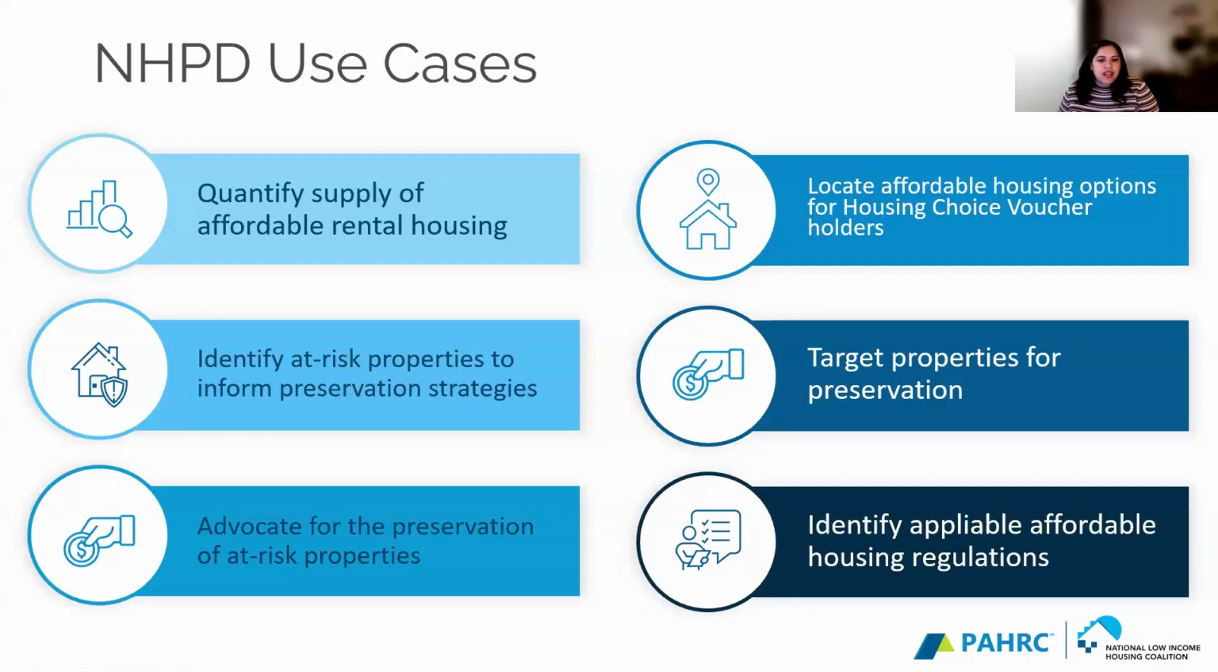So what can you actually do with the NHPD? Generally, there's quite a bit that can be done with the data. You can use it to quantify the supply of affordable rental housing across the country or even down to your local area or state. You can identify properties at risk of expiring soon to inform your organization's preservation strategies and advocacy work. It can be used to identify affordable housing options for those who have a housing choice voucher to use, and to identify which affordable housing regulations are applicable to a specific building that may be of interest to you. Next slide.